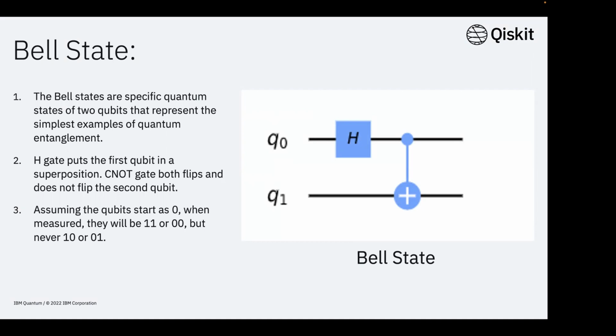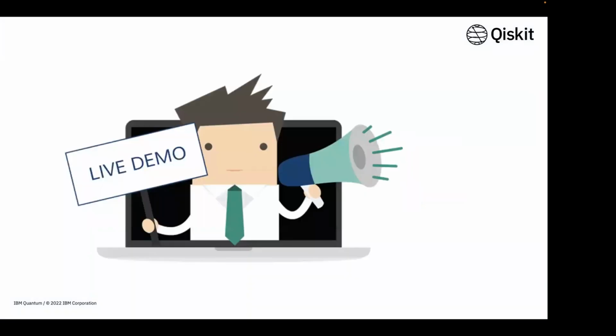Assuming the qubits start from the 0 state, when you measure, they will be in the 0,0 or the 1,1 state. So based on this circuit, the output will never be 0,1 or 1,0. It will always be 0,0 or 1,1 because of the entanglement and superposition. So this Bell state is the hello world program in quantum computers that we will be coding out in the next session. I'll be moving to the live demo session where I'll be coding out this Bell state.